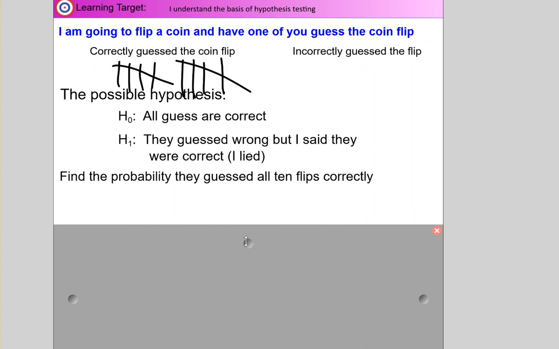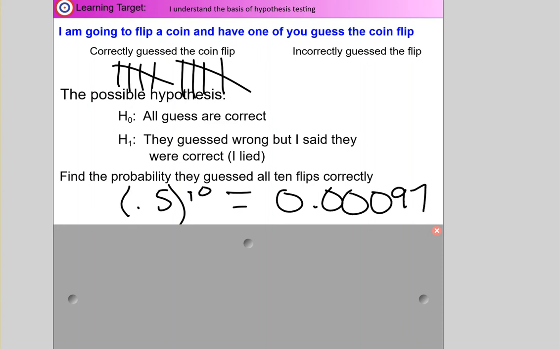So if we wanted to find the probability that you actually guessed all 10 of those correctly, we would have to take 0.5, right? Because your chances of getting it right are 50-50, to the 10th power. So 0.5 times 0.5 times 0.5, 10 times. And what you would get as the probability is 0.00097. So that means your probability of guessing all 10 flips correctly is 0.097%. So not even 1%, not even close to a 1% chance that you guessed them all correctly.